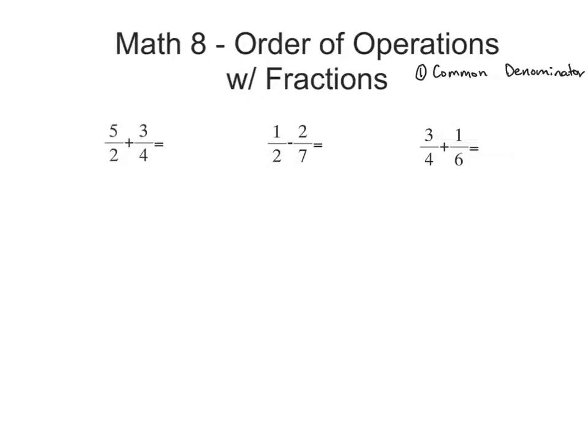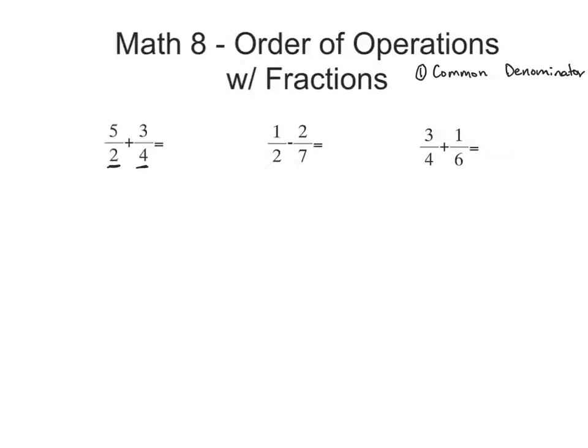So look at the first question. We have 5 halves plus 3/4. We need to find a number which 2 and 4 are both a multiple of. Or if you took that number and divided it, you get a whole number, not a decimal. Well, 2 goes into 4, so actually this one isn't too bad.